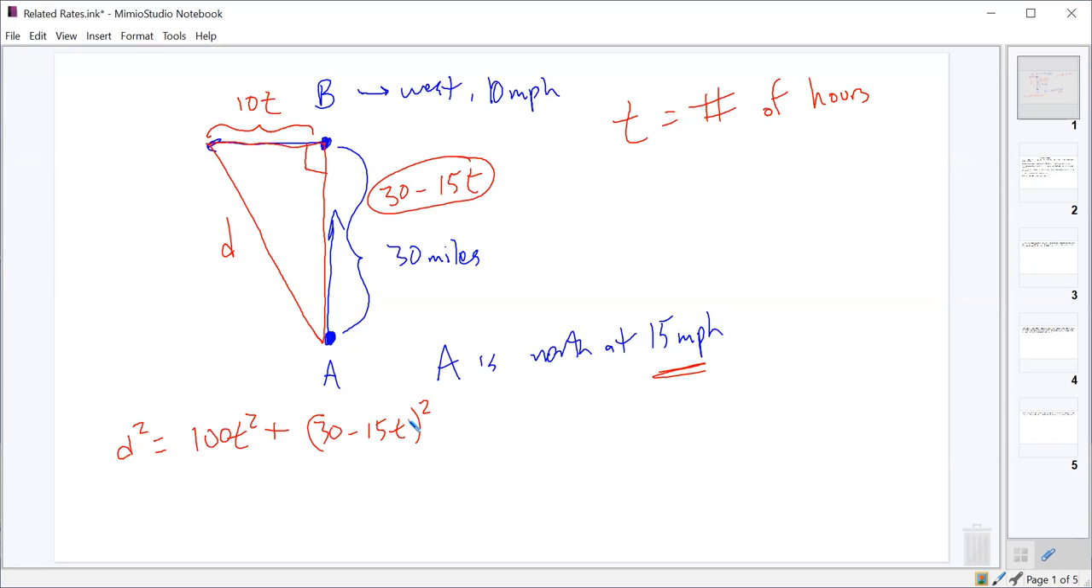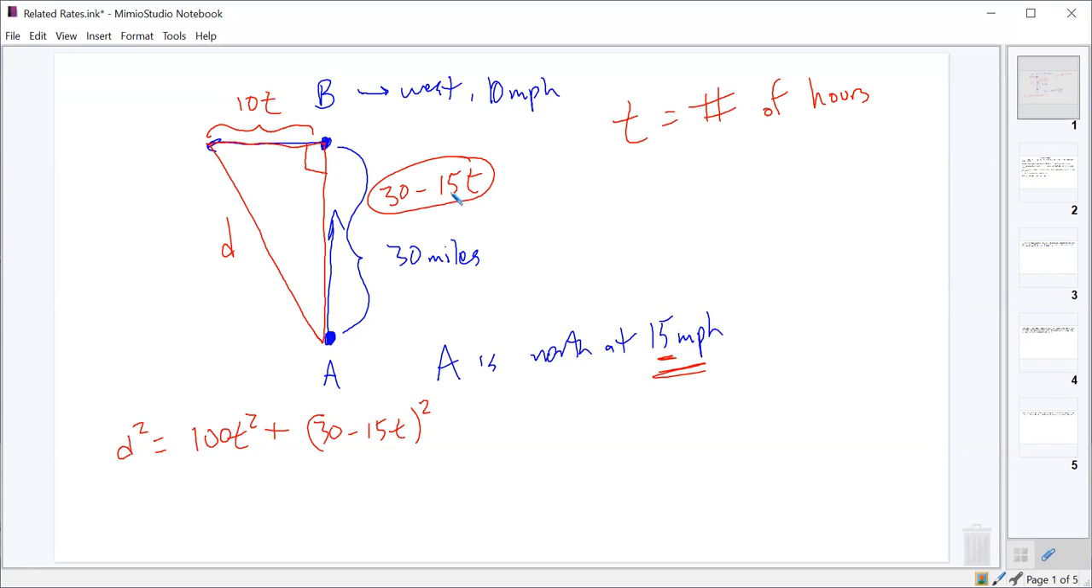Yes. Cool. So why are we doing the 30 minus 15t? Well, because we're looking at the length of the line between where A started and where B started. And so we know it started at 30 miles, but as time passes, it's decreasing by 15t. It's decreasing by 15 miles every time period.